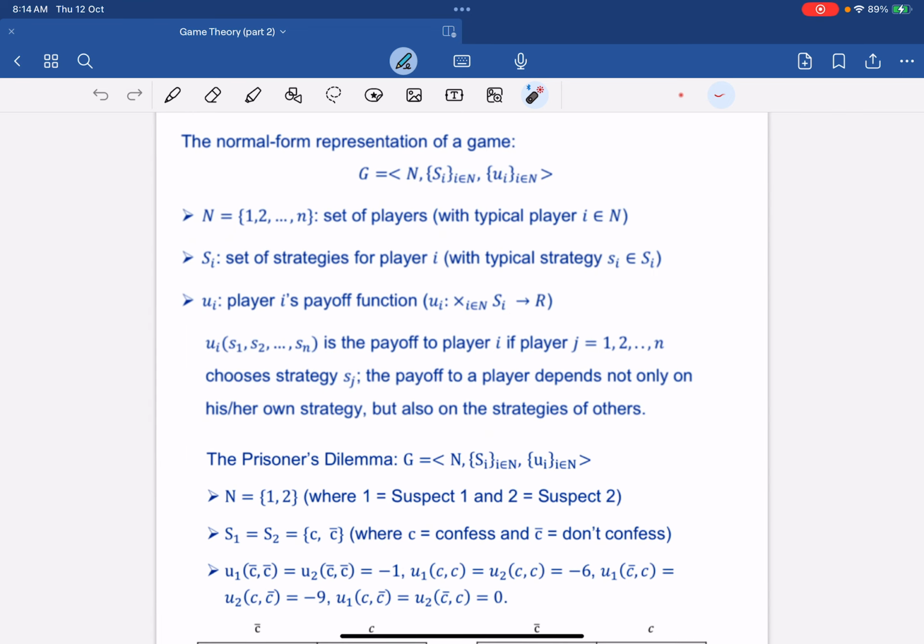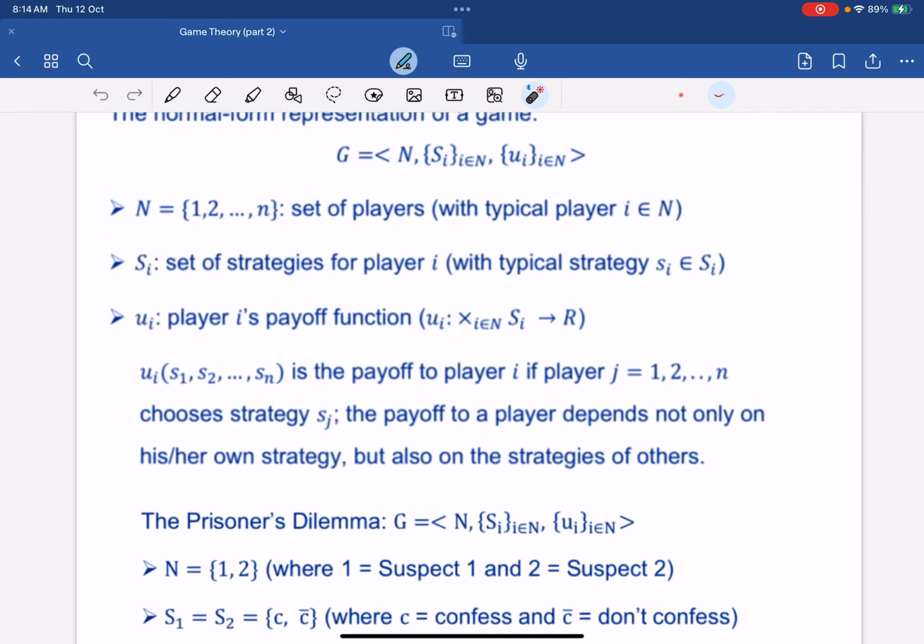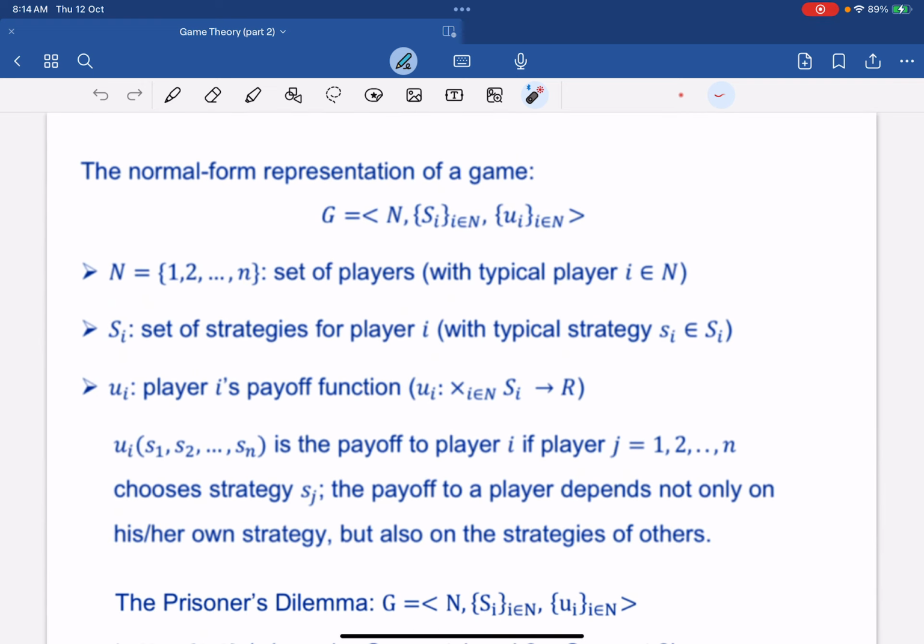And with a static game, we can introduce the normal-form representation of the game. Basically it is like the definition of the game, but now you write it in a more formal way, where we specify the number of players, the strategies that each player takes, and the payoff function for every player.